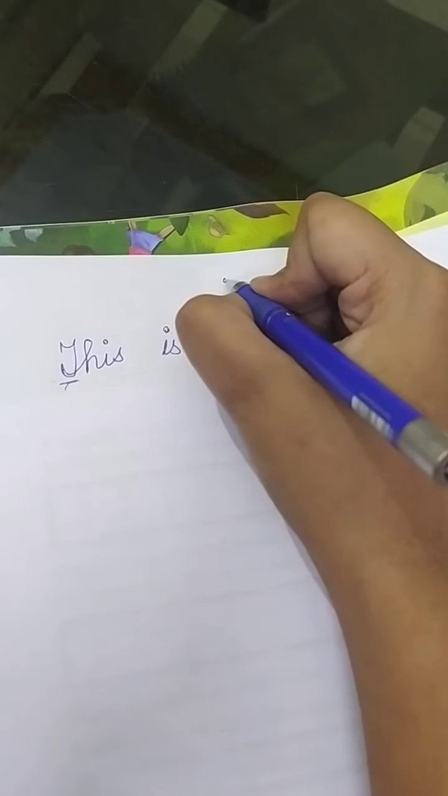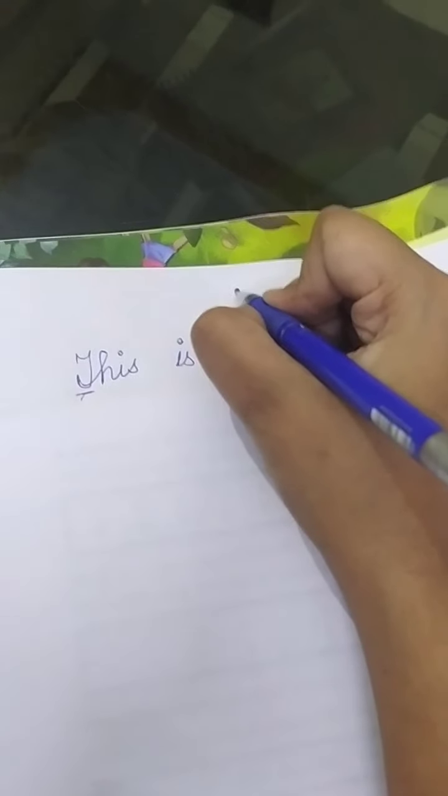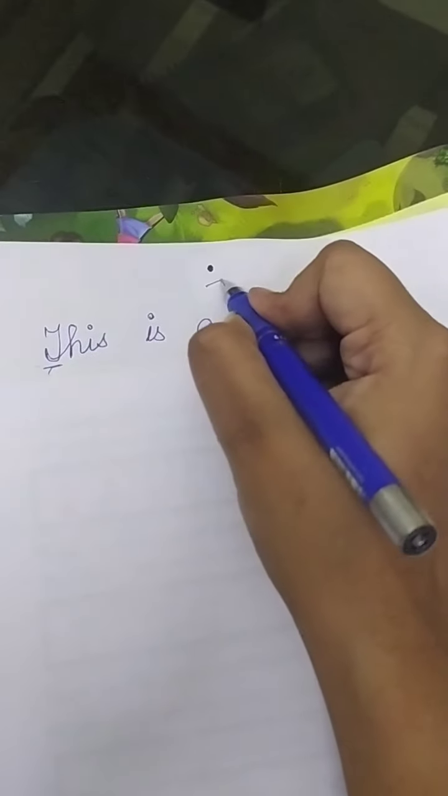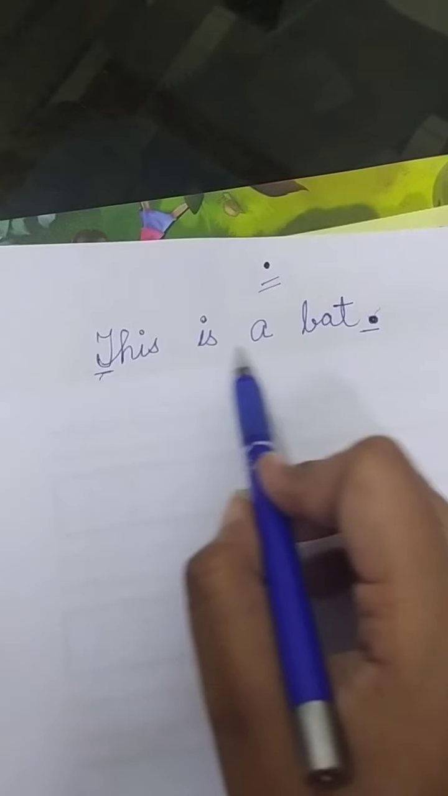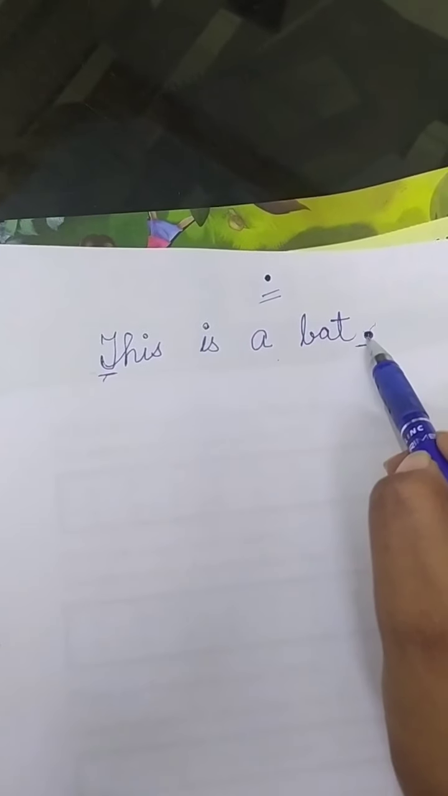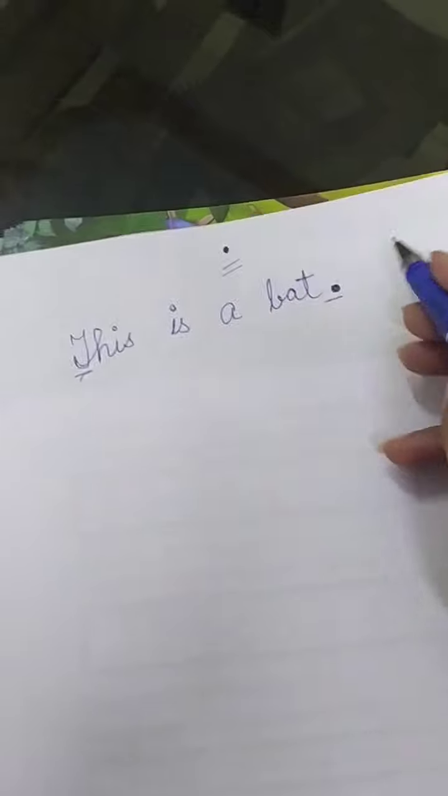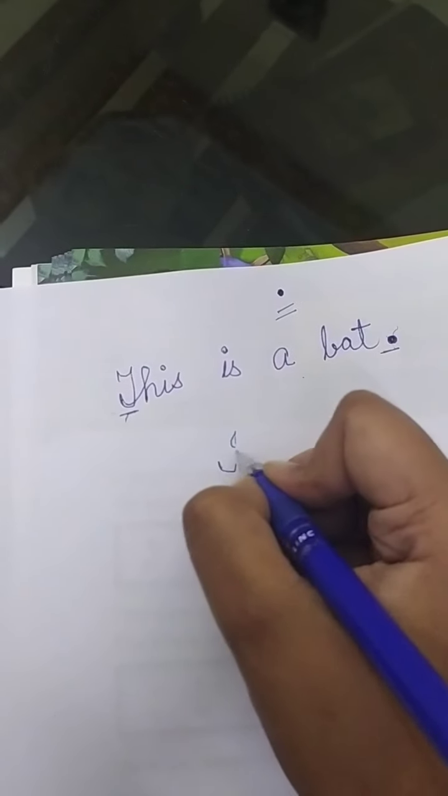Okay? And how we put full stop? Your full stop is just one dot. This is your full stop. Okay? So, whenever we complete any sentence, at last we put full stop. Okay? Suppose I take one more example.